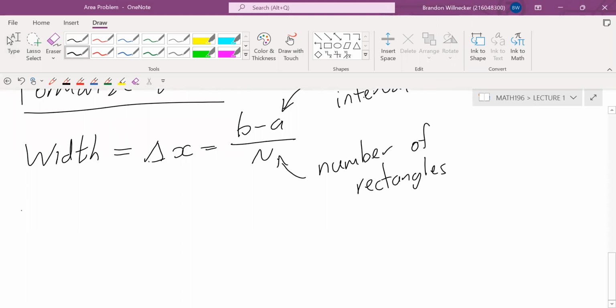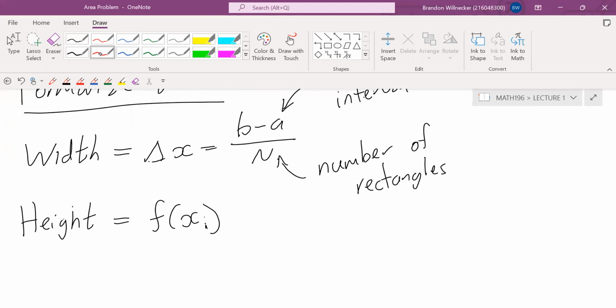Okay, what about the height? Well, we said that the height is going to be the function value at that point. So that's going to be f of xr. Okay, but how do we get this xr? Where does this come from?